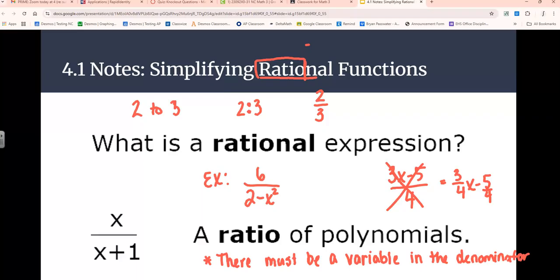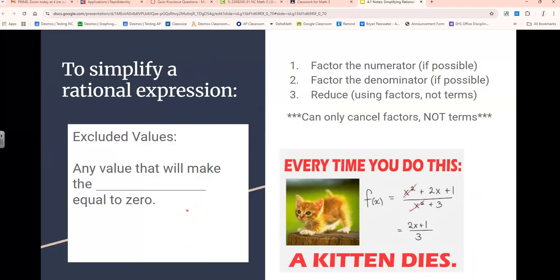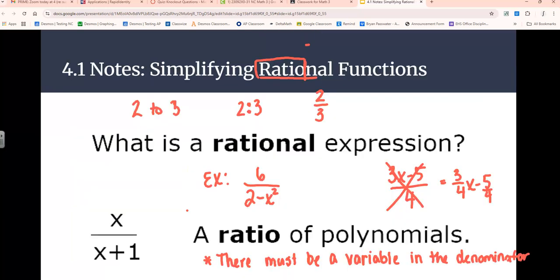So today we're going to work on simplifying, because there's going to be several steps that we have to do with this. All right, so what we're doing today is much like if I had the fraction 6/8.